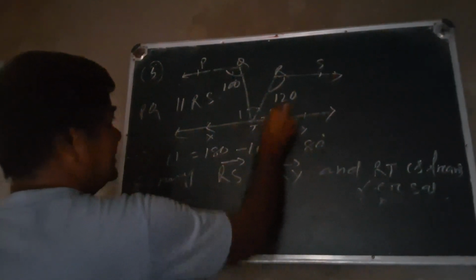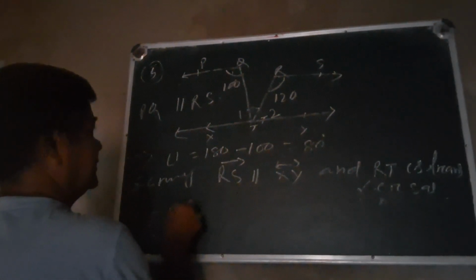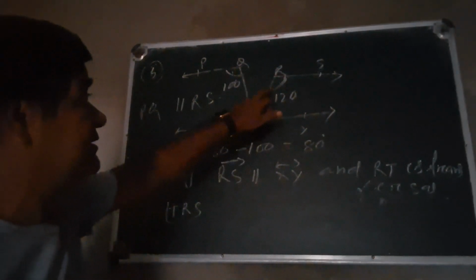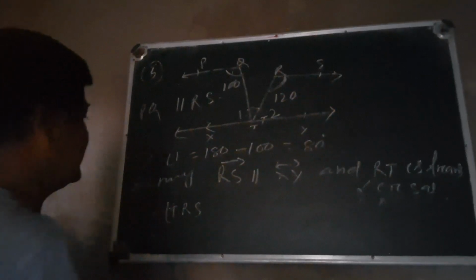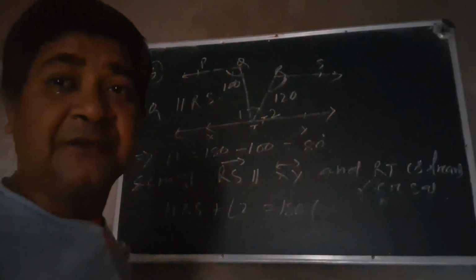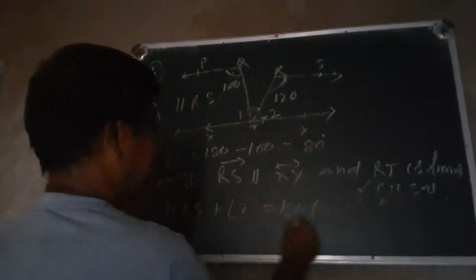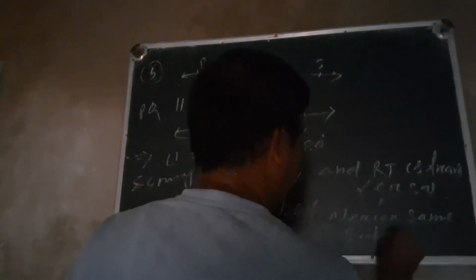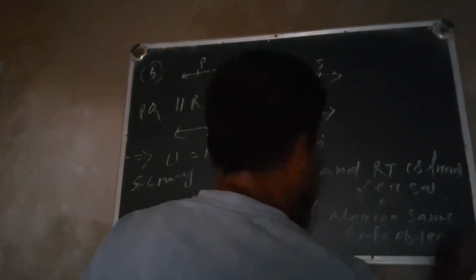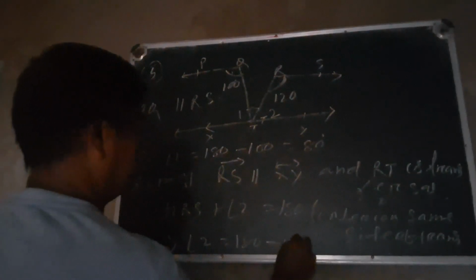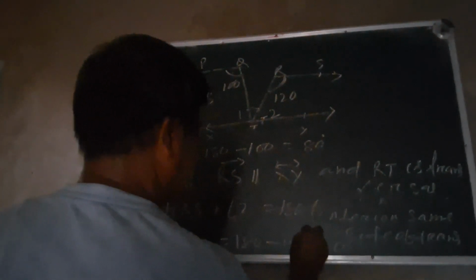This angle and this angle, TRS, this angle, TRS plus angle 2 equal to 180. Interior angle, same side of the transversal. This one is your transversal. That implies angle 2 equals 180 minus 120 equals 60 degrees.